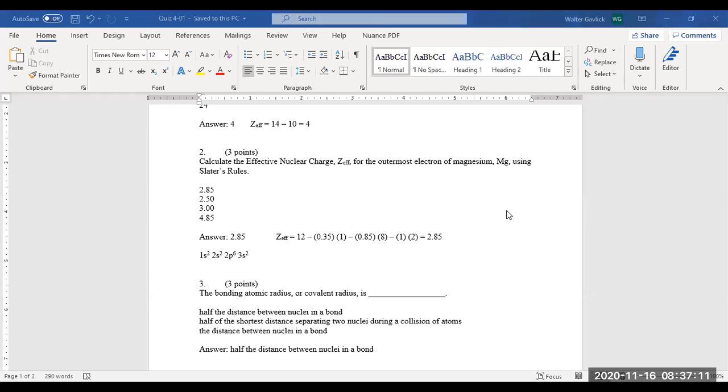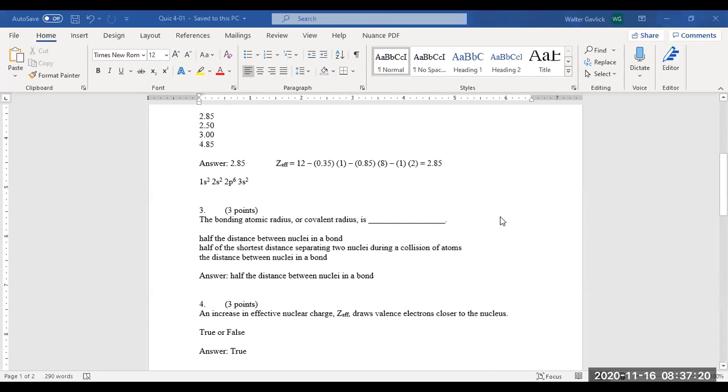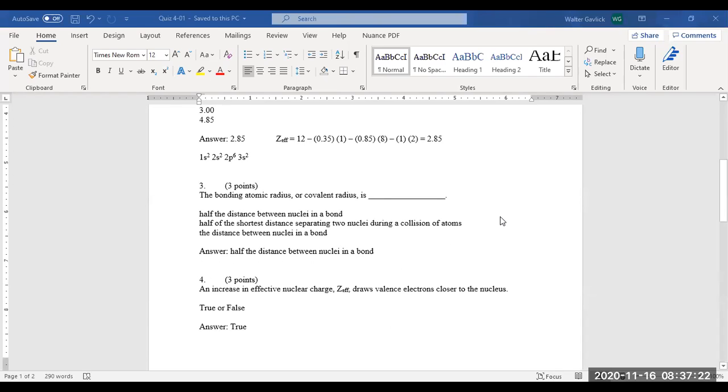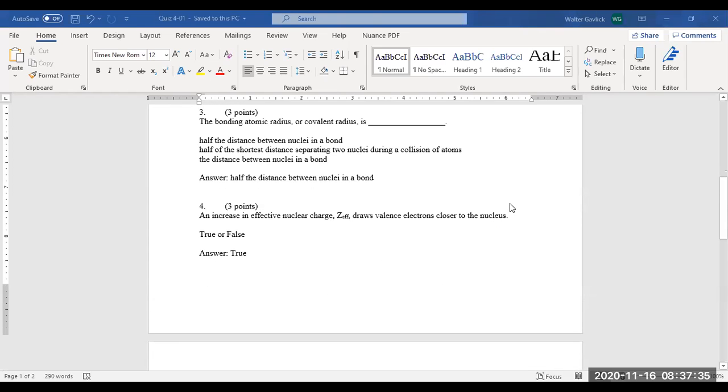So those were the only 2 questions where any calculations were necessary. The rest of them were questions and balancing equations and things like that. So the bonding atomic radius, or the covalent radius, that's defined as half the distance between the nuclei in a bond. Number 4, an increase in effective nuclear charge draws valence electrons closer to the nucleus. That's true.